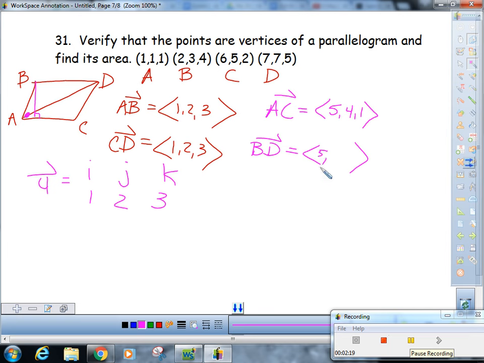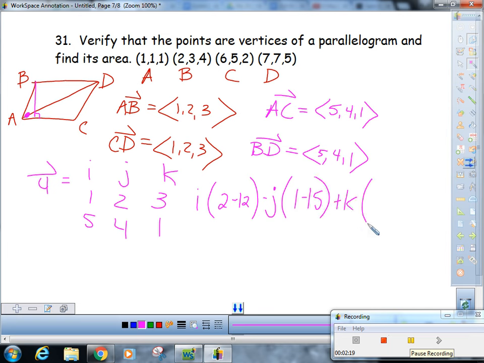But BD is indeed 5, 4, 1. Good, so I'm in good shape. So 1, 2, 3, 5, 4, 1. Again, when we do the cross product, you cover up this column and do i times 2 minus 12, minus j times 1 minus 15, plus k times 4 minus 10.